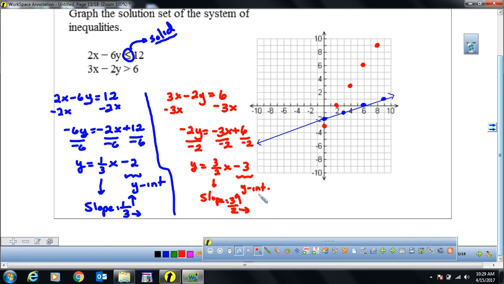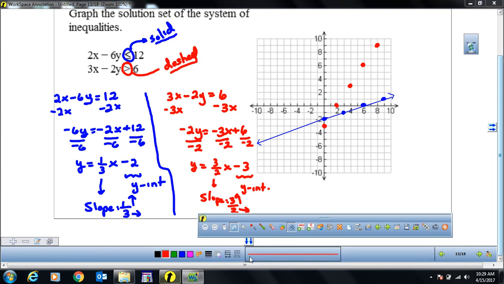Okay, and look at this one. This one does not have an equal sign, so that one automatically is going to be a dashed graph. Dash meaning that the points on this line will not be included because they're going to be false solutions.